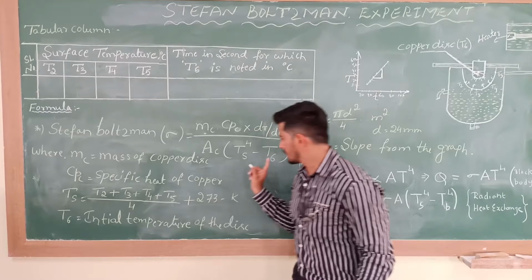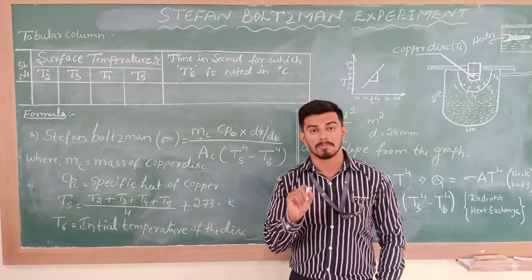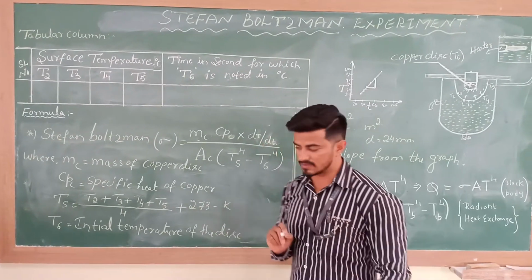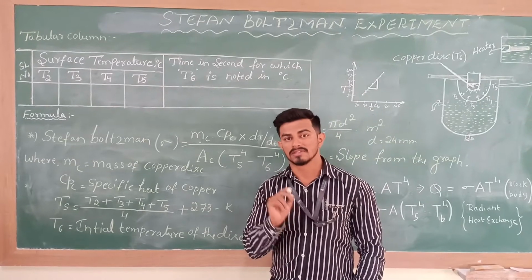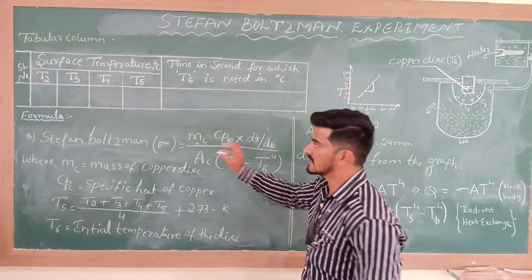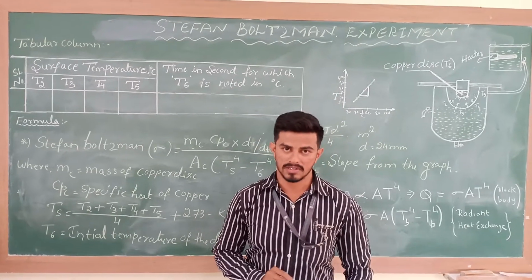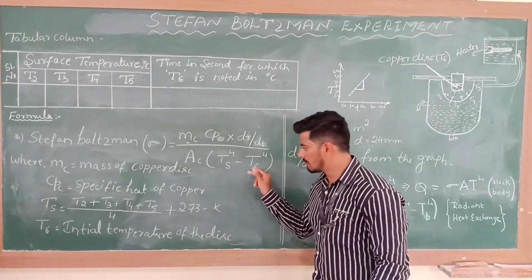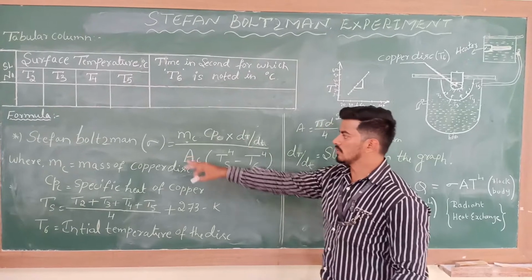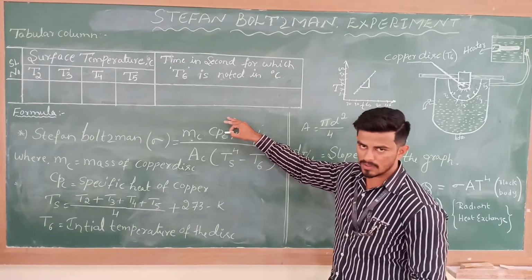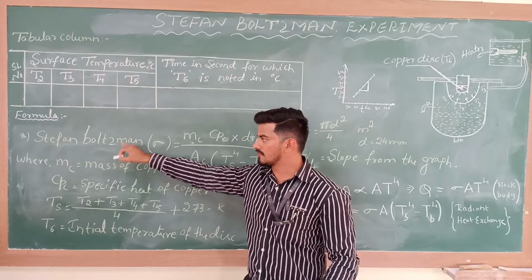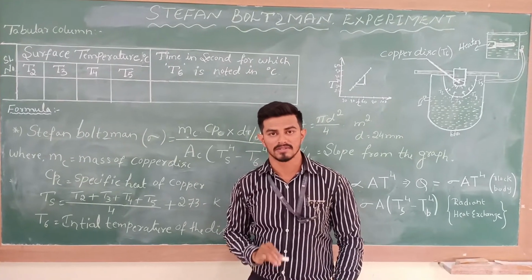Next, T6. T6 is the initial temperature of the copper disc, which will be noted down at 0 seconds. Before starting the experiment, we will note down the temperature of the copper disc, that is T6. That value will be used here. So by substituting all the values, we will get the value of the Stefan-Boltzmann constant, sigma.